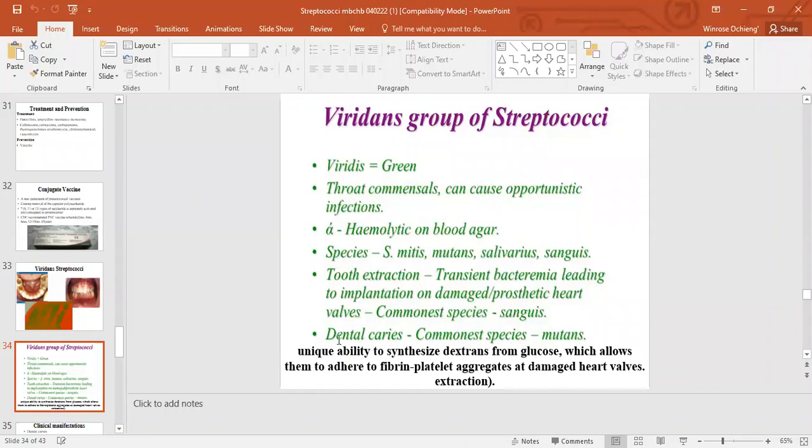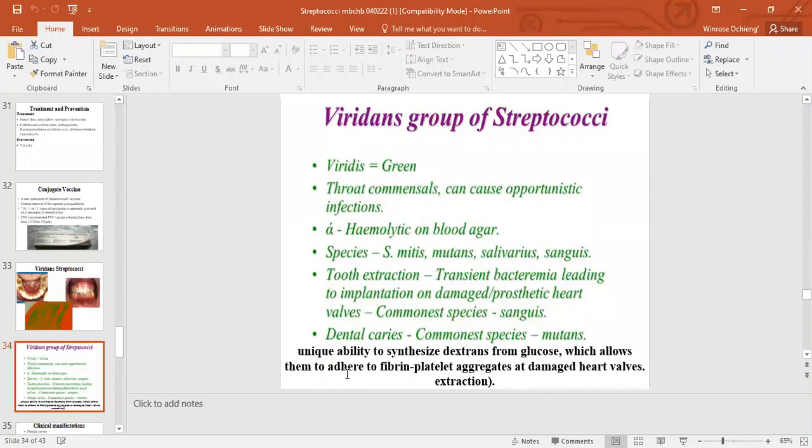Also, we see there are others. Streptococcus sanguis is more common when it comes to this infection, which can also lead to bacteremia and all that. Then for dental caries, the commonest species is Streptococcus mutans. All of these are under the group of viridans streptococci. They have the ability to synthesize dextrans from glucose, which allows them to adhere. For these bacteria to cause infection, they have to show adherence.